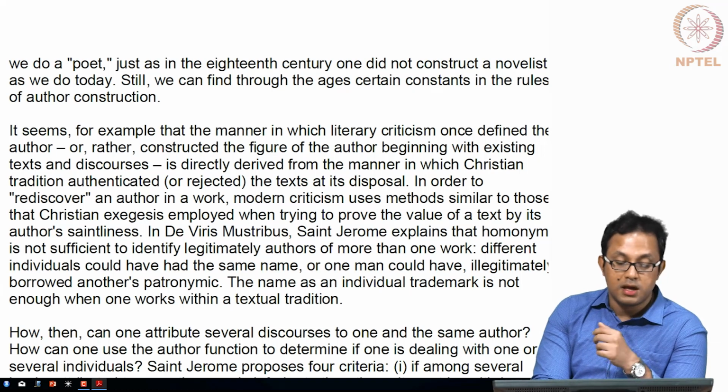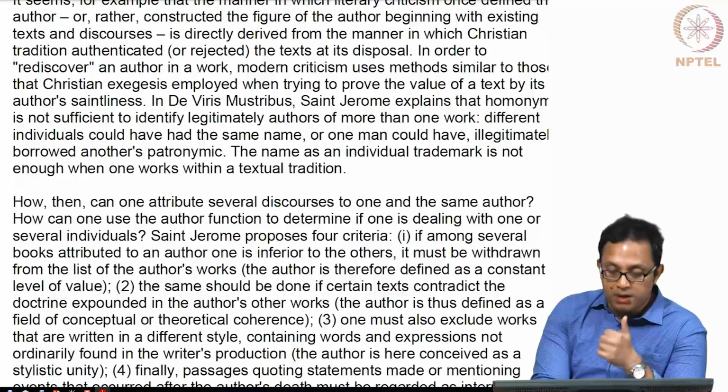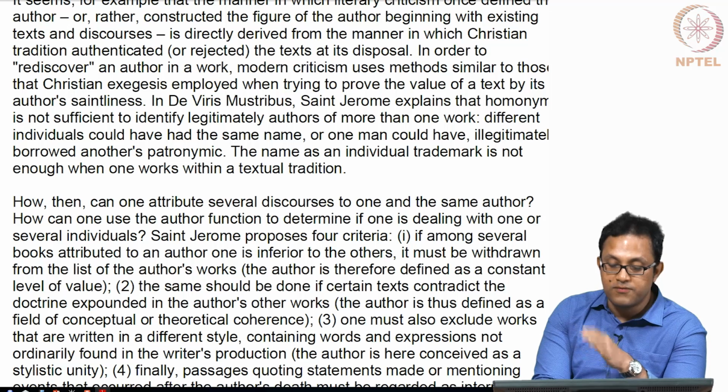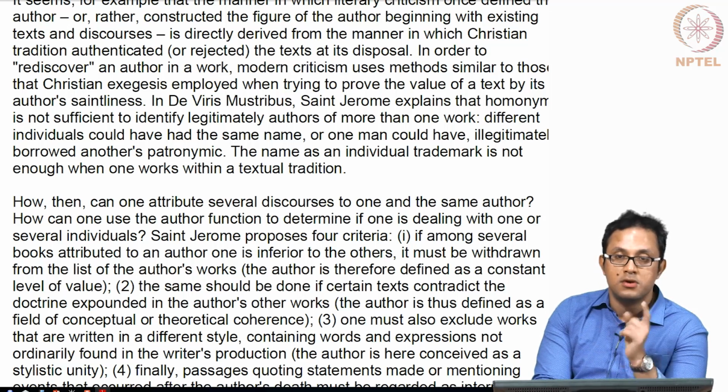Okay, so how then can one attribute several discourses to one and the same author? How can one use the author function to determine if one is dealing with one or several individuals? Saint Jerome proposes 4 criteria. 1. If among several books attributed to an author, one is inferior to the others, it must be withdrawn from the list of the author's works. The author is therefore defined as a constant level of value. So the first marker is a marker of value.